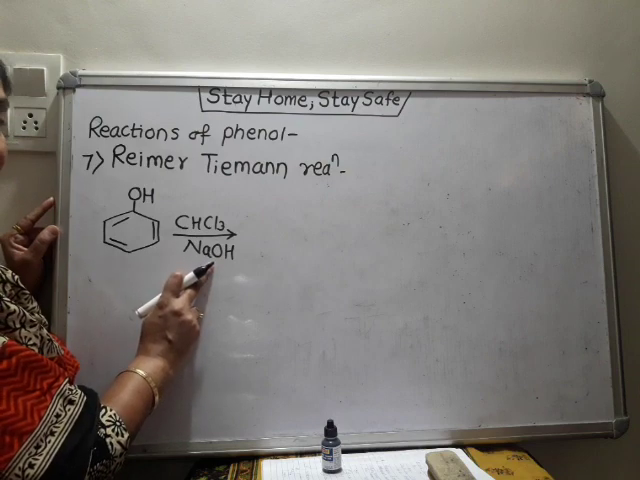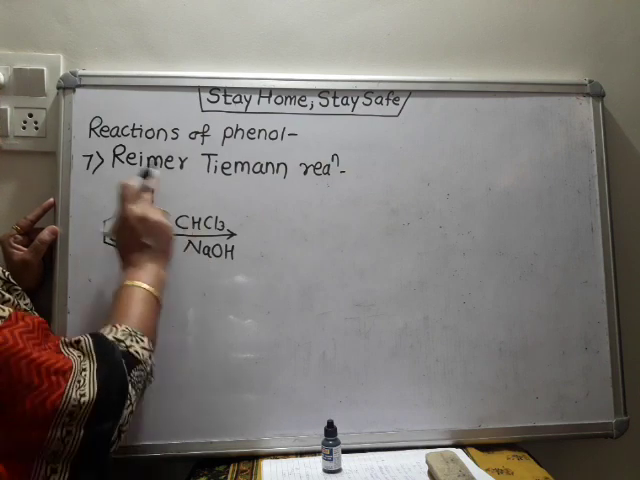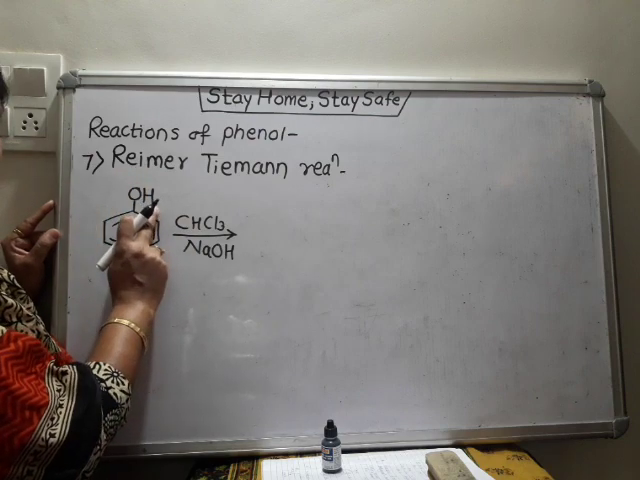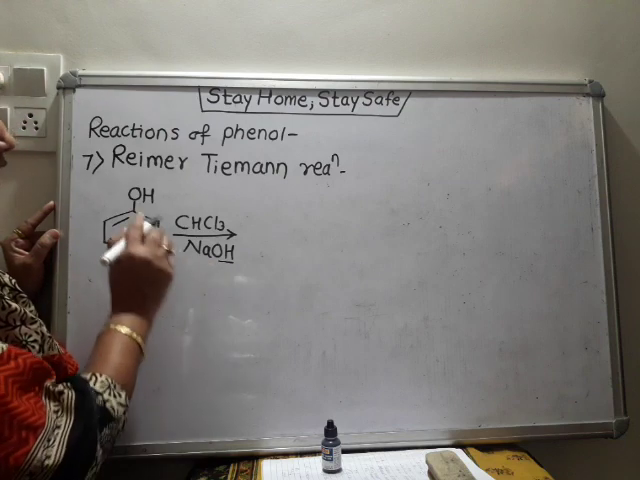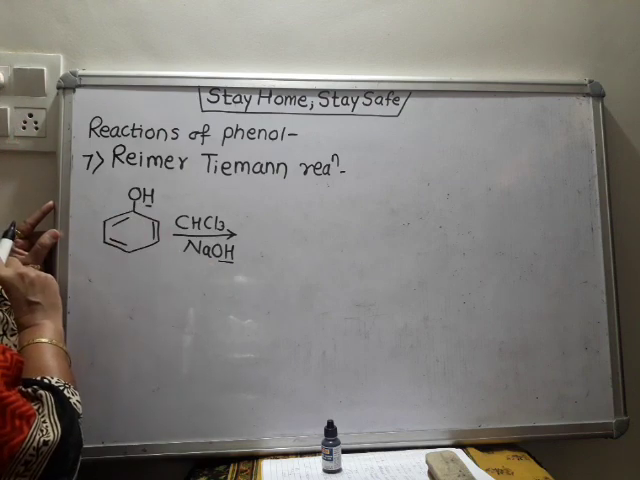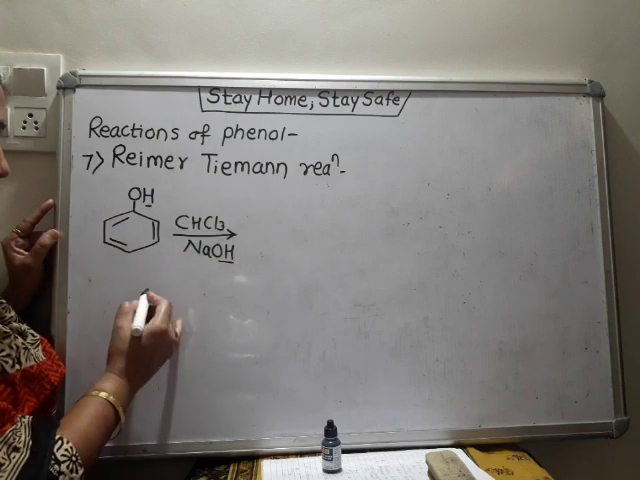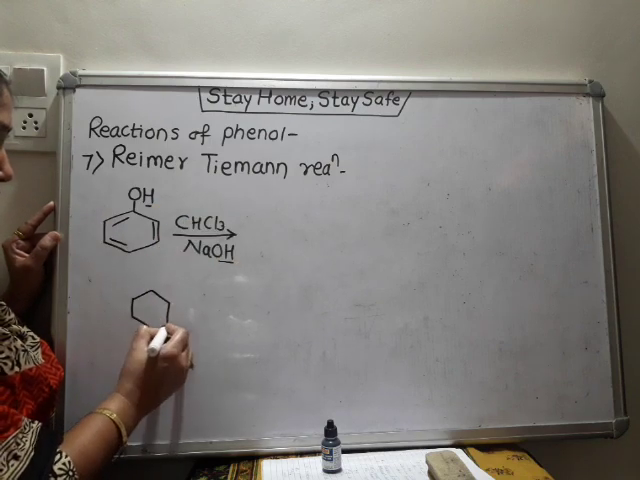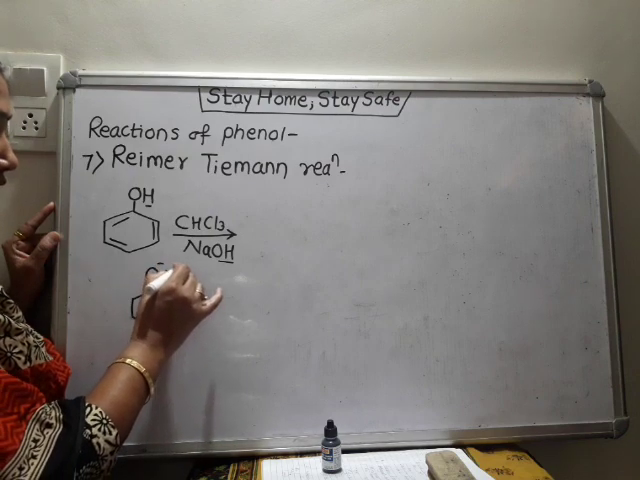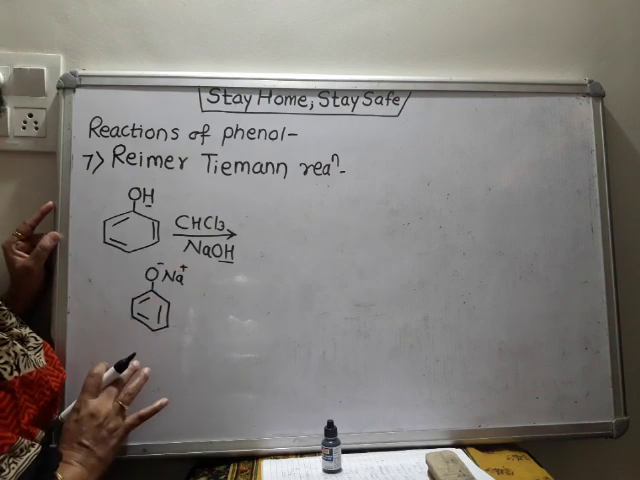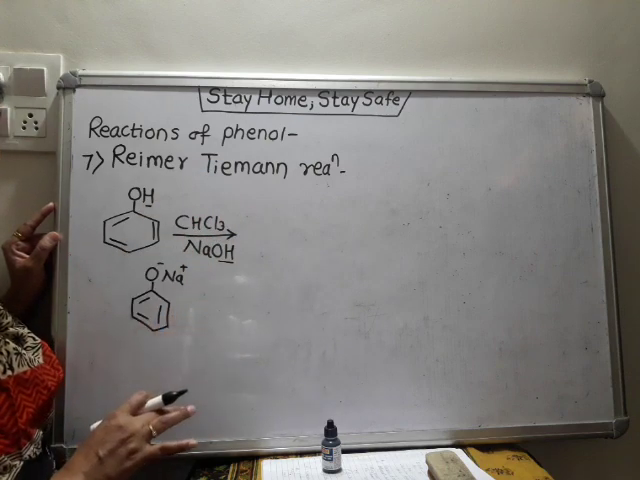What is the role of this alkali, NaOH? It is a base, and this phenol is acidic in nature. So this base provides its OH minus ion and the acid provides its H plus ion. So first neutralization takes place and we get sodium phenoxide, O minus Na plus. We get sodium phenoxide plus water as the byproduct. Byproducts are not shown here.